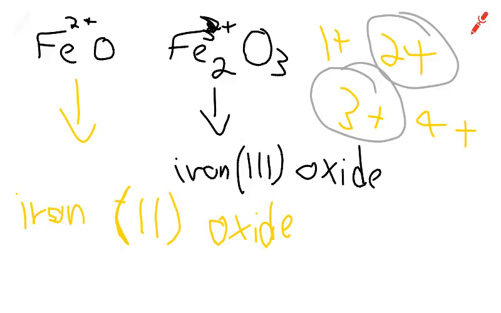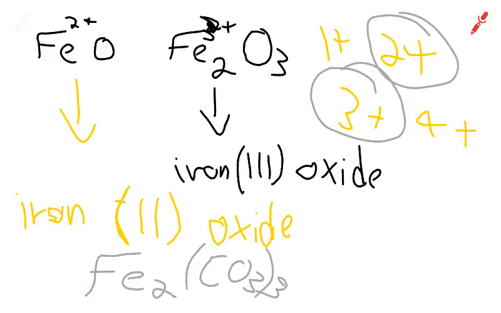And we also are going to do that same thing not only for binary compounds but also for polyatomic compounds. So even if this was iron 3 carbonate, we would still write it out as iron 3 carbonate.